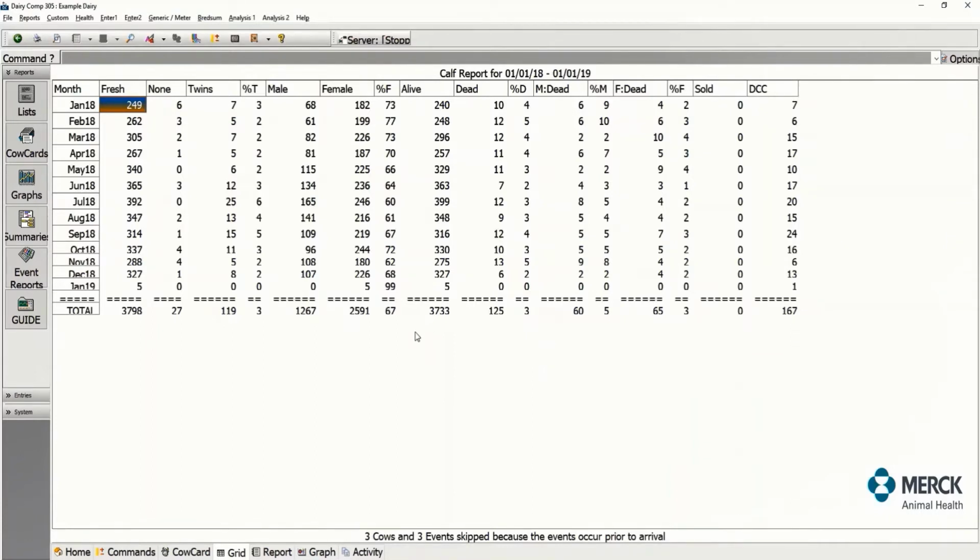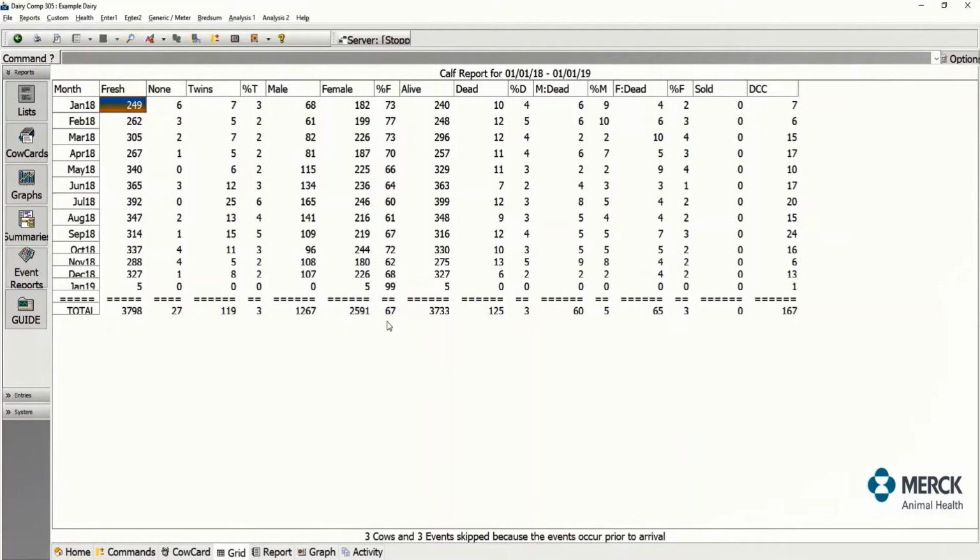You can also see the percentage of female calves that they had for these calvings, and in this situation it's demonstrating 67%. So as we can see from this herd, we're having a lot of females being born. Definitely they're using some sexed semen for managing reproduction in this herd.